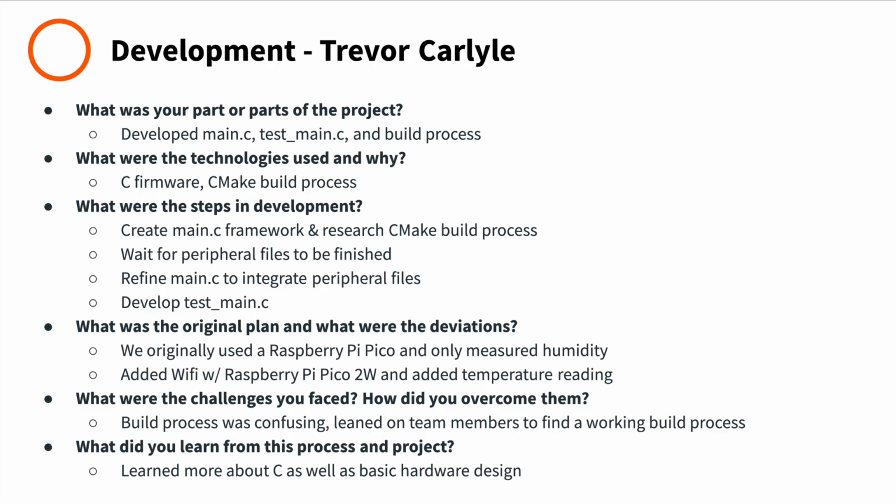Our original plan was to only measure and display the humidity. However, after completing that development, we had some extra time, so we wanted to also add the temperature reading and update the microcontroller to a Pico 2W so that we could also add Wi-Fi capabilities. The biggest challenge I faced was understanding the build process, as I encountered numerous errors early on. I overcame this by collaborating closely with my teammates and adopting the proven steps they used, which helped me to successfully navigate and resolve the issues. As far as what I learned, this project taught me more about writing code with C as well as basic hardware design. And now I'll show a quick demo of the test suite that I built.